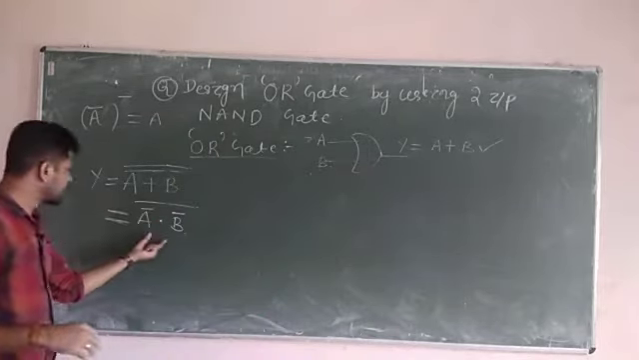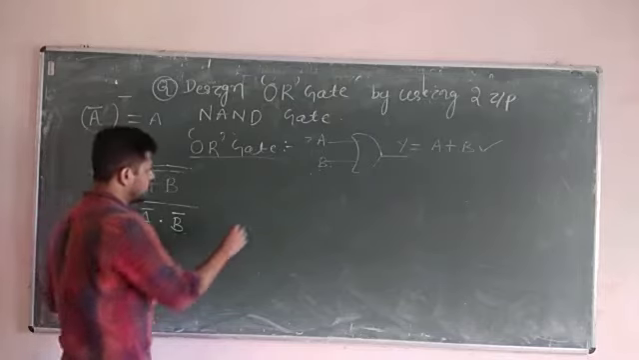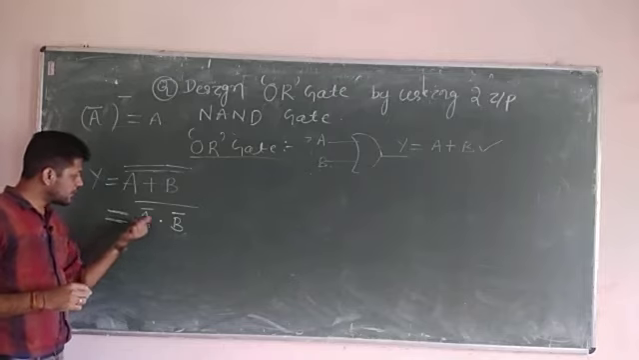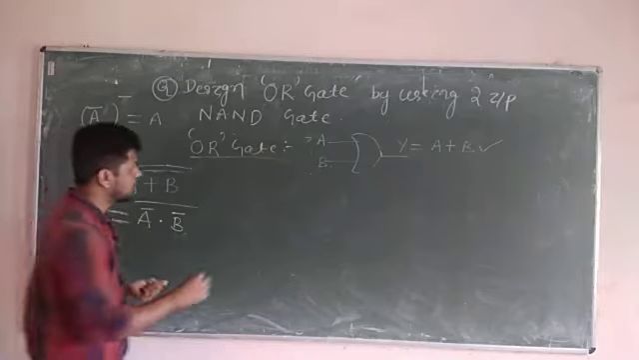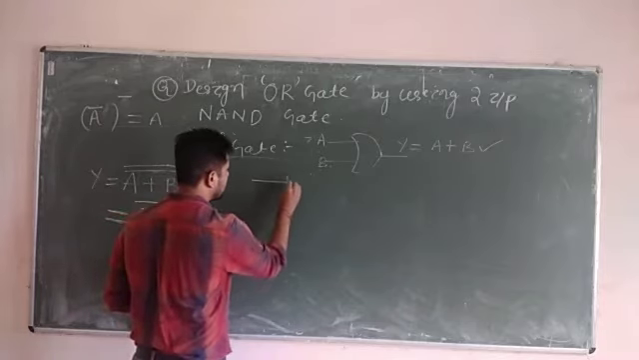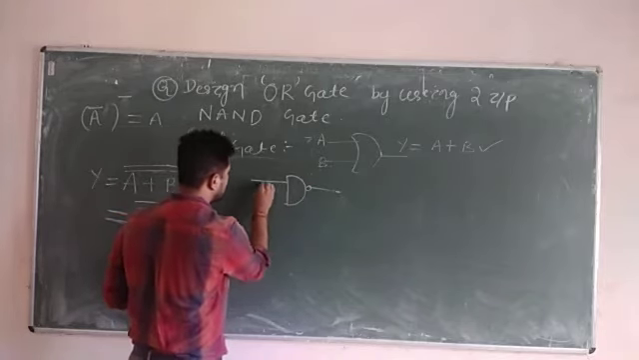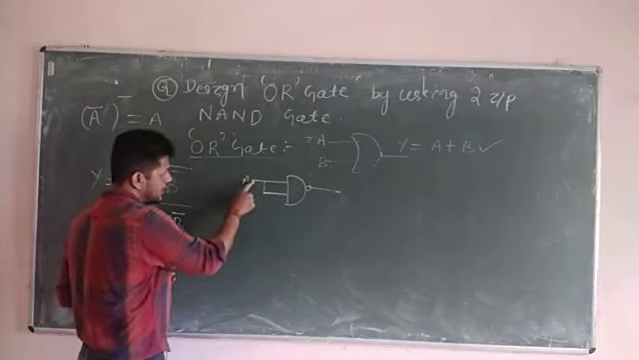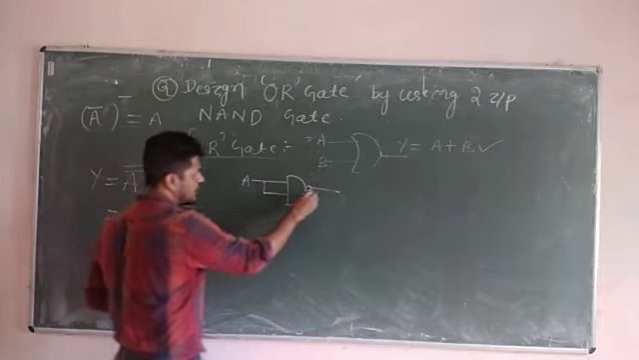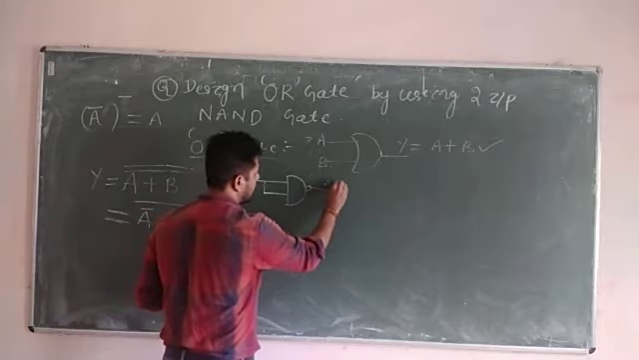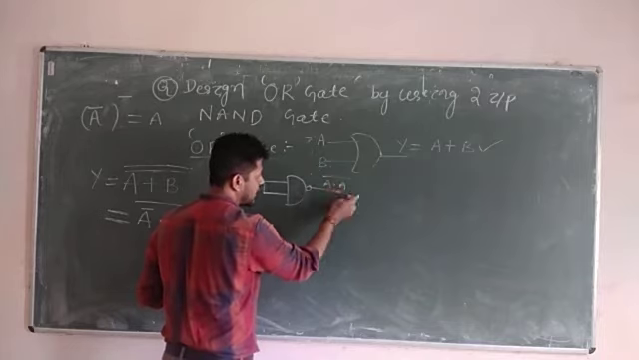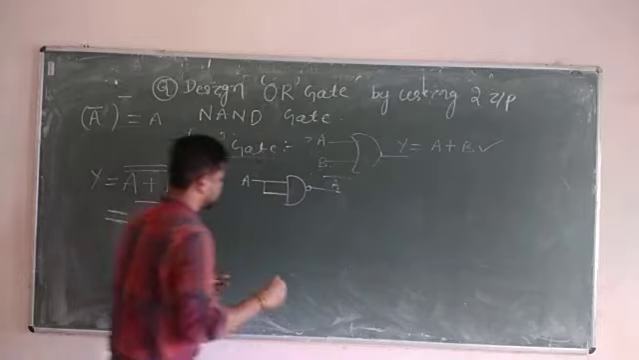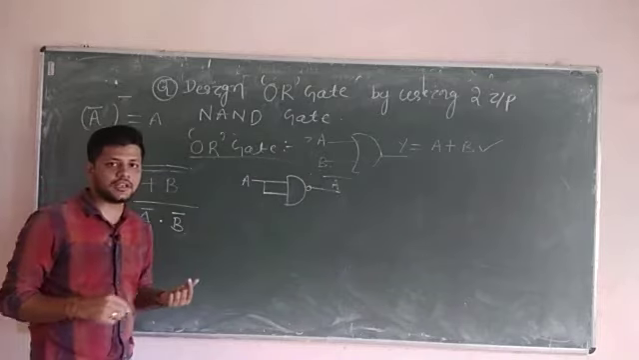Now I am going to implement this expression by using NAND gates. I have already taught you in the last class how to implement the NOT gate by using a NAND gate. That means we have to apply the same input. Here I am applying the same input A, and this is also A. So A dot A whole bar, which is nothing but A and A is A, hence this becomes A bar.